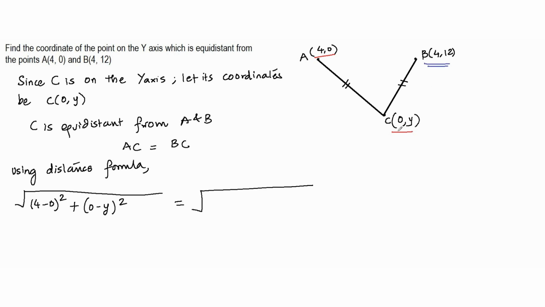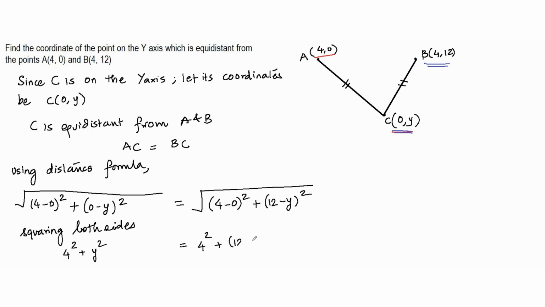So when I find the length of BC, I should take the coordinates of B and C into consideration. So it's going to be 4 minus 0 the whole square plus 12 minus y the whole square. And now again I can square on both sides. So squaring both sides, I get 4 minus 0 is 4. So 4 square plus 0 minus y is minus y the whole square, which is y square, equals 4 square plus 12 minus y the whole square, right? The square root sign vanishes when I square both sides. And now I can solve this particular equation.